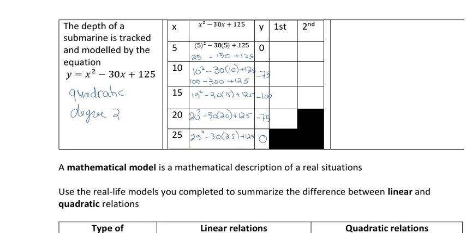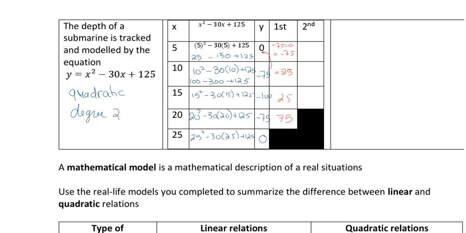So I have to do the first difference, because it's a table of values, and this is how I figure out if it's linear or quadratic. So negative 75 take away 0. And negative 100 take away negative 75. And then negative 75 take away negative 100. 25. 0 take away negative 75. 75.